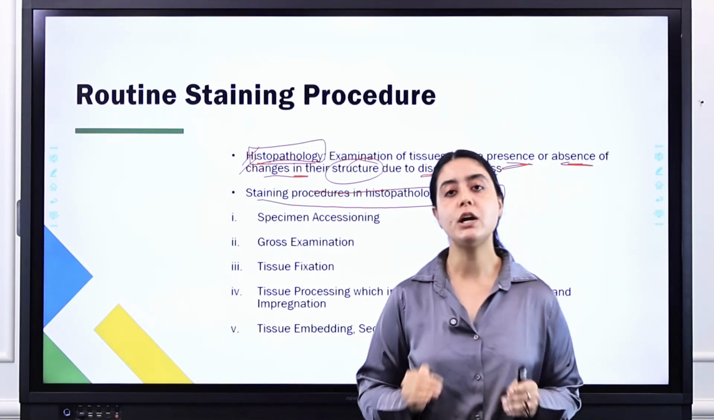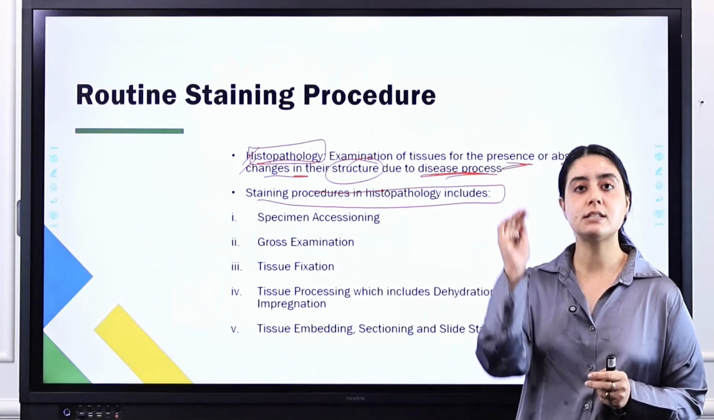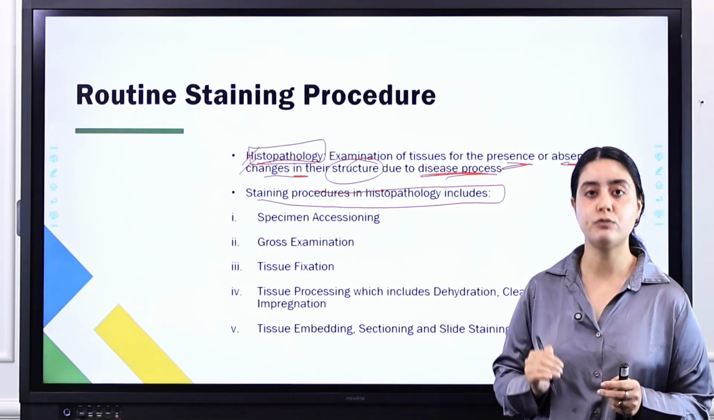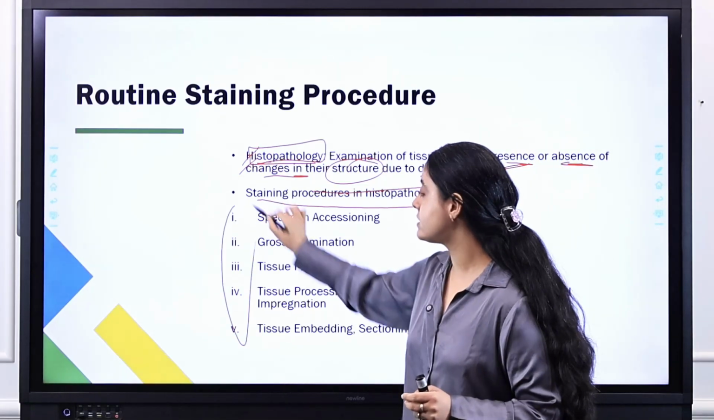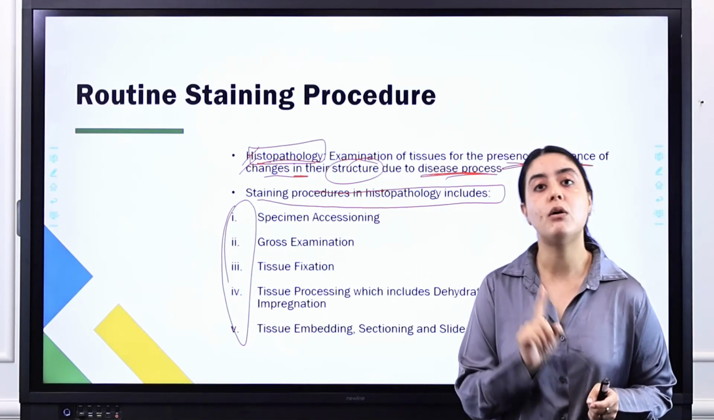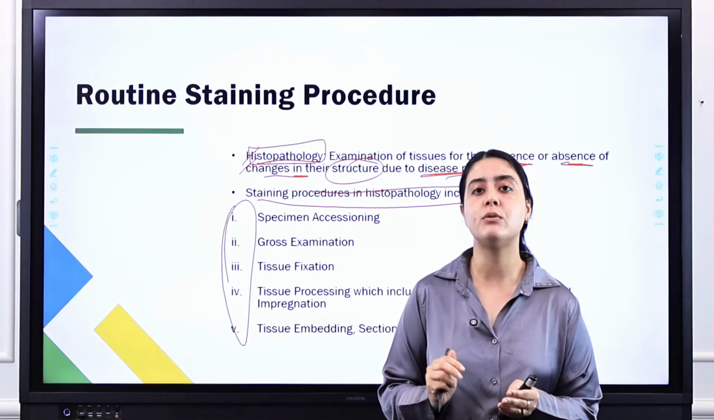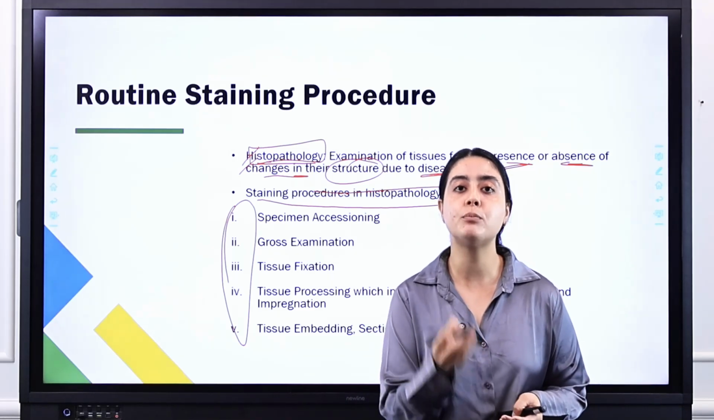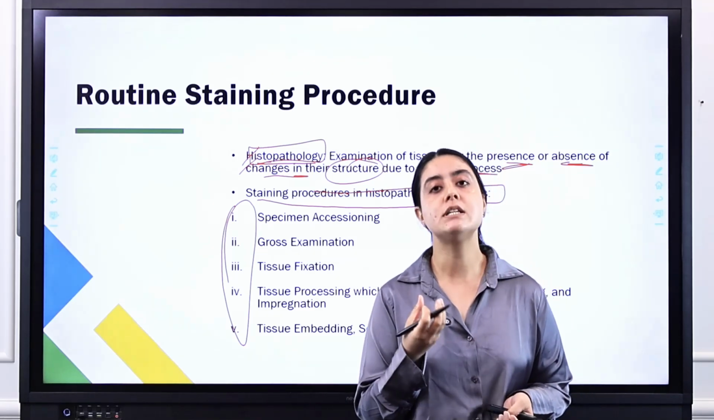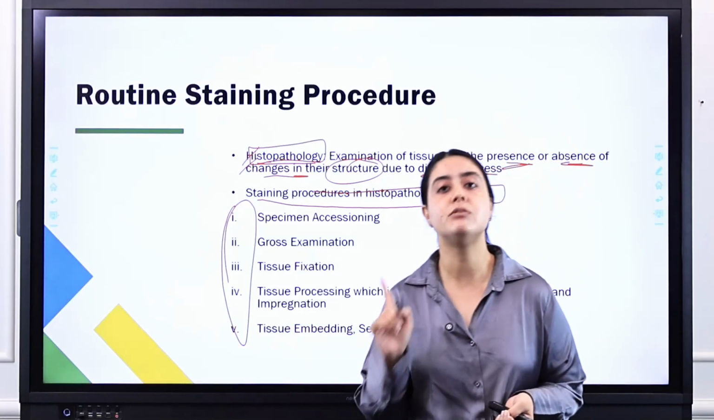Okay, so there is a heading here, staining procedures in histopathology includes. When we are doing stainings in our histopathology labs, there are certain steps which we have to follow stepwise. Okay, these 5 steps are common in all the staining procedures. Before starting actual staining, suppose we are going to perform H&E staining, before that we have to prepare our specimen, and for this preparation we have these 5 steps which we have to do sequentially.